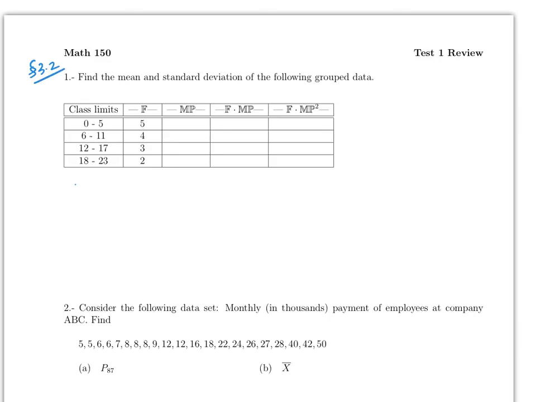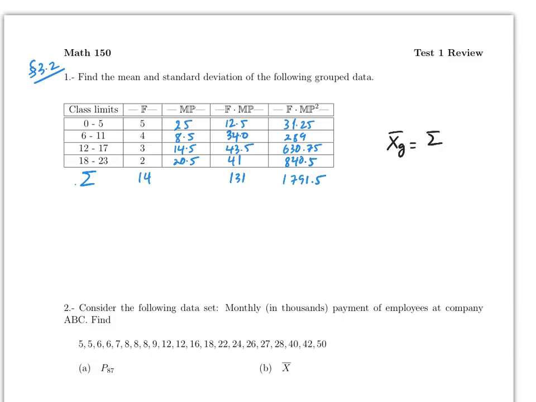On the test, the table will be complete, and by that I mean it will look like this. So all you have to do is use the formulas and use these sums to get the answer. The first question is asking you to find the mean. Remember that the mean is the sum of the frequencies times the midpoint divided by the sum of the frequencies.